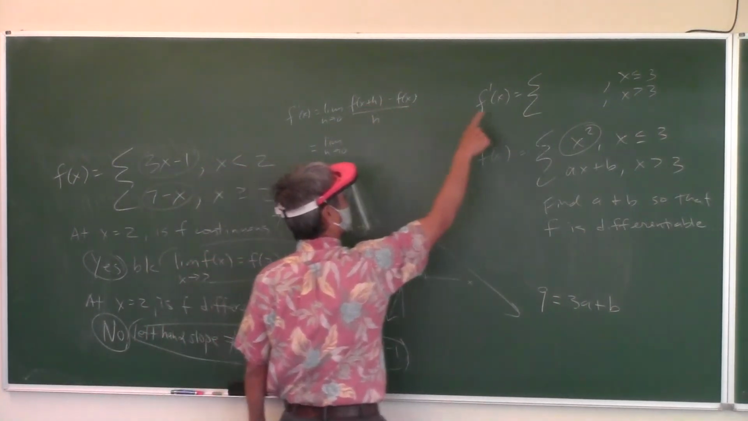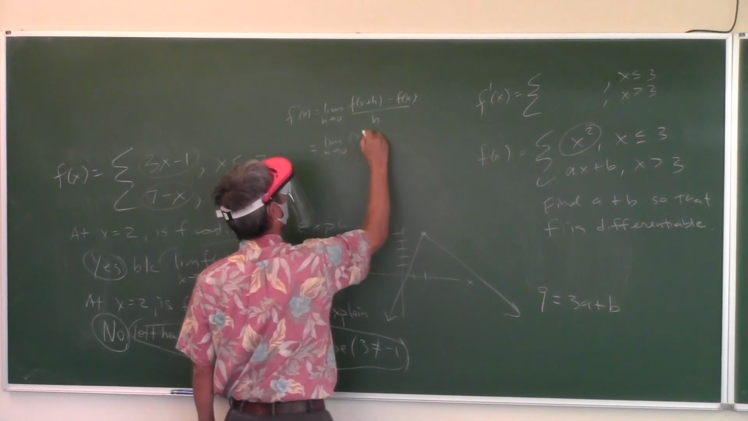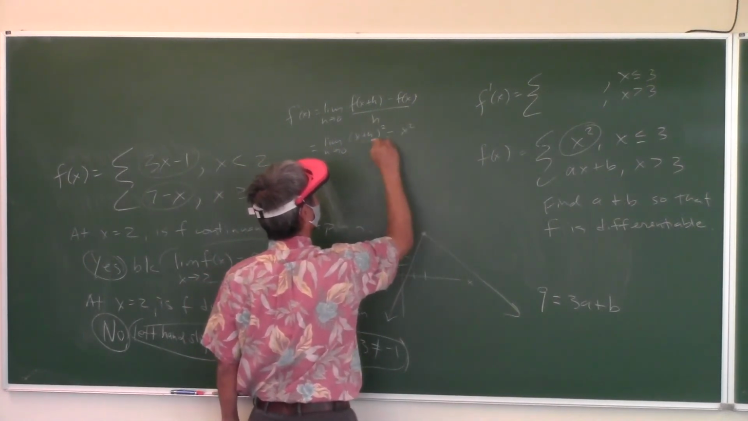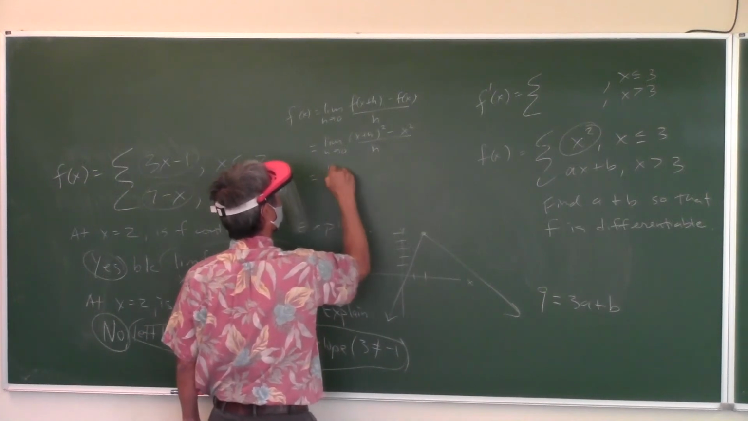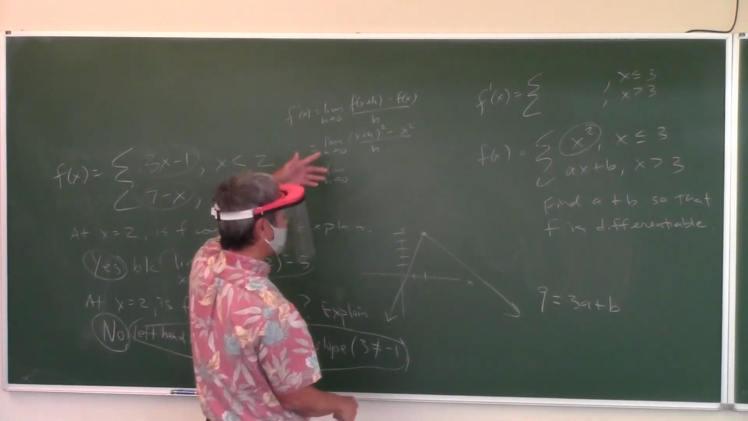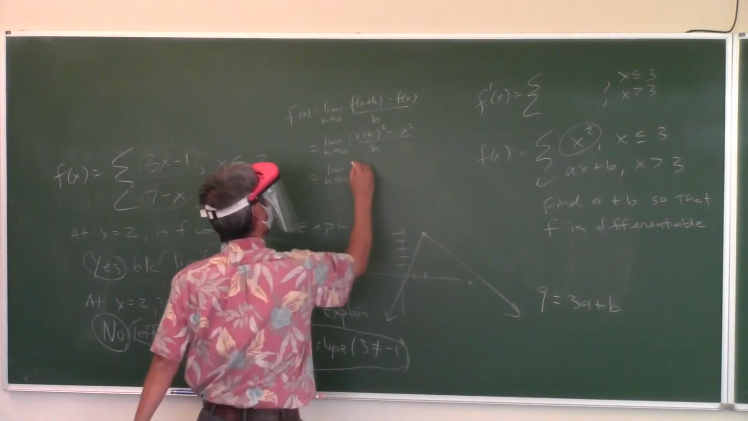Okay, plug x plus h into here, so you get x plus h squared minus f of x, which is x squared, all over h. Now is it coming back? No, keep going, Mr. Boyd. Okay, it's 0 over 0, simplify.